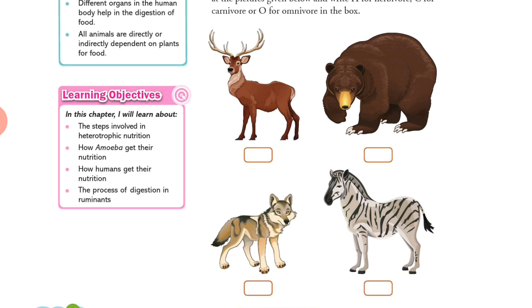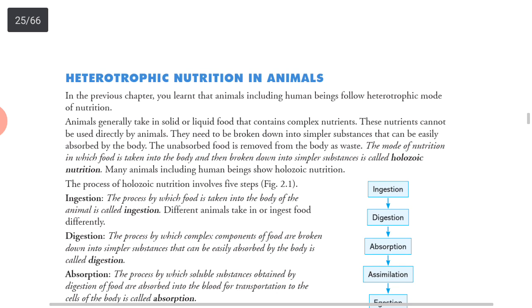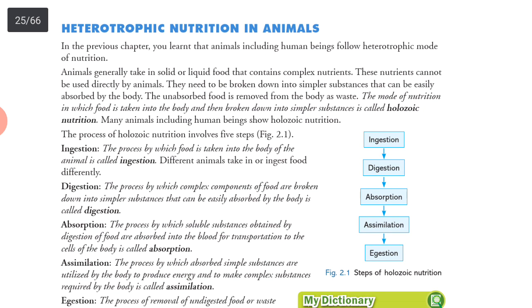Okay. So in this chapter we will discuss about the food, how they got it, what the nutrients are, and how the nutrients are gained by the animals. Okay, let's start. Heterotrophic nutrition in animals.